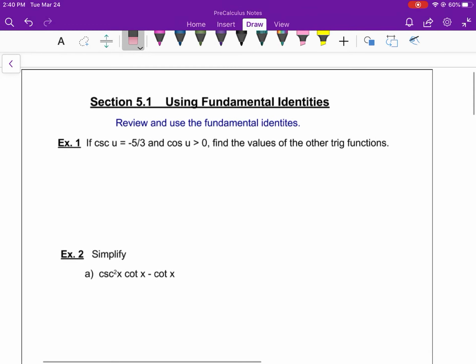Hi, PreCalc. We're going to go ahead and get started in Chapter 5, and we're going to start off with Section 5.1, using fundamental identities.